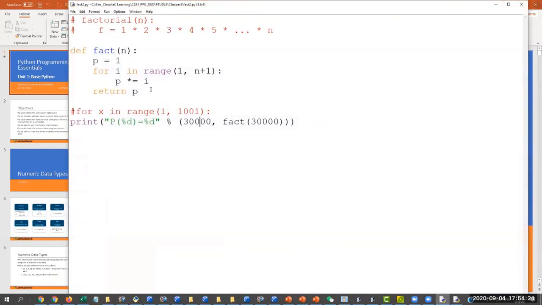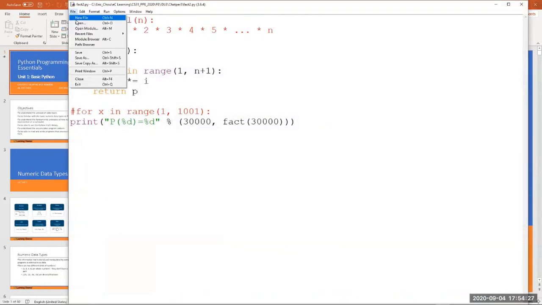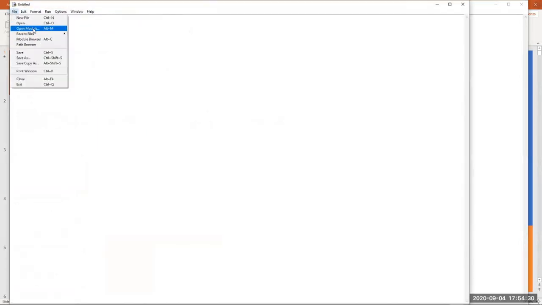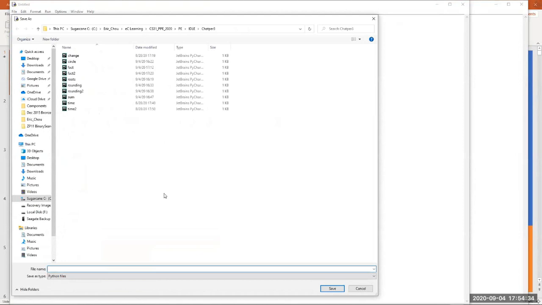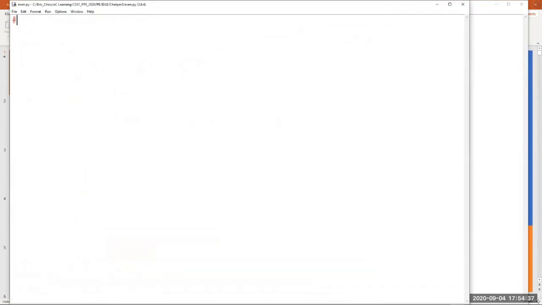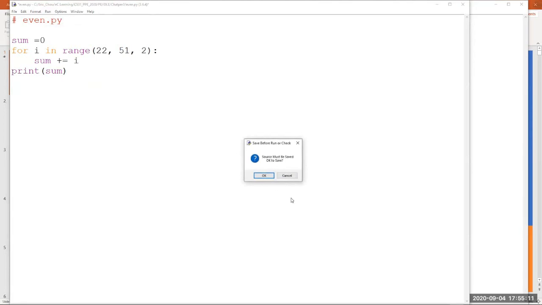Same thing here. Let's actually do a new file. Save as even, so here we have even.py, okay? So we do sum equals 0. And then we do for i in range 22 to 50. 51 is okay, it doesn't hurt, okay? And it's even numbers, so jump by 2. So your sum plus equals i, then you print your sum. So the program itself is not too hard, okay? Not too hard.